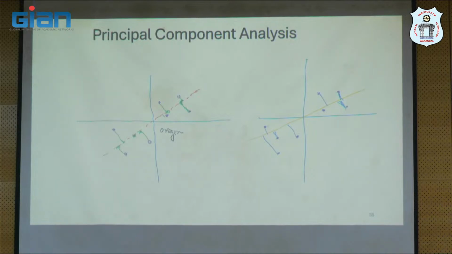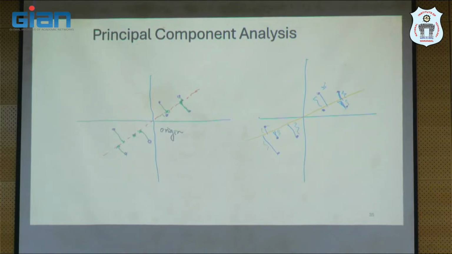Once I have my first principal component, the second principal component extraction is done as follows. What you will do is, you will calculate what is the error between the actual data point and the projection. So you will calculate the error, okay, all these errors.